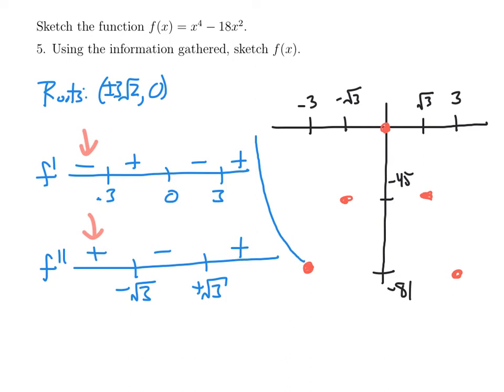Between x equals negative 3 and x equals negative root 3, we switch to being increasing, staying concave up, then increasing concave down, decreasing concave down, decreasing concave up, increasing concave up.